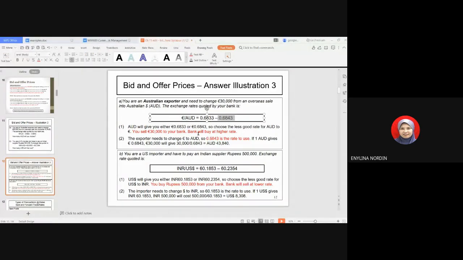So that means if this company brings the 30,000 euro to the bank, 30,000 euro will be divided by 0.6843, then you will get Aussie dollar of 43,840 dollars. Okay, right. In another situation, let's say you are a US importer.